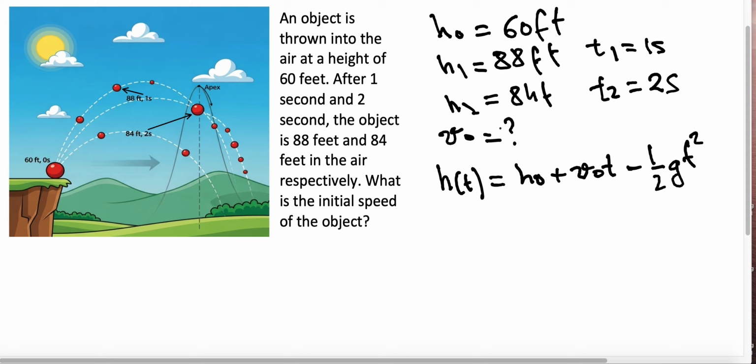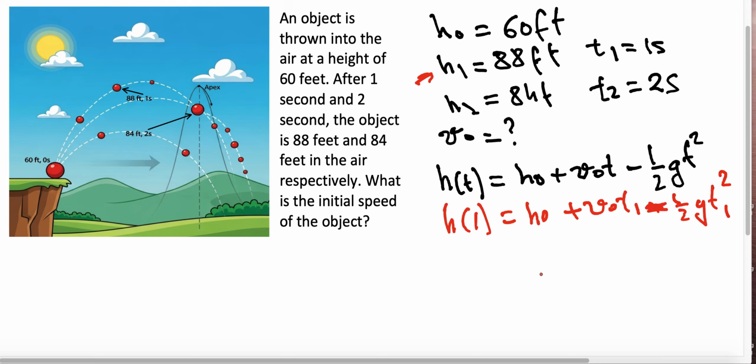If we want now to find the v0, for example, for the height 1, 88 feet and t1, we can solve with this information, or we can use h2 and t2. If we want to input this information here, let's say h of 1 second is equal with h0 plus v0 t1 minus 1.5 g t1 square.